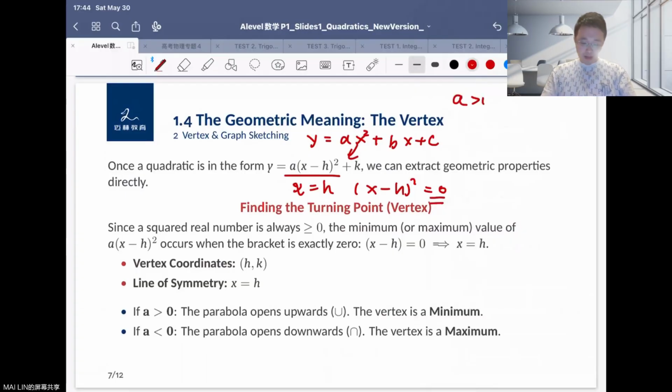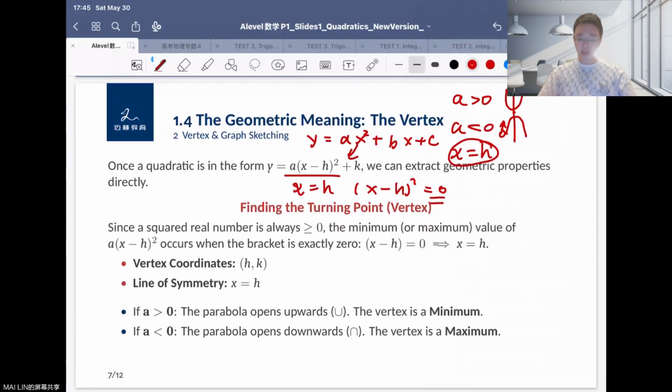When a is bigger than 0, it becomes a bowl shape like here. When a is smaller than 0, it is a downward bowl, like this. We also call this a parabola shape, just like when you throw an object, there is a path for the object falling down to the ground. We also have the symmetrical line right here: x equals h is the line of symmetry.